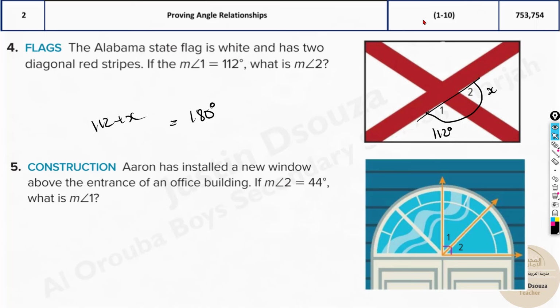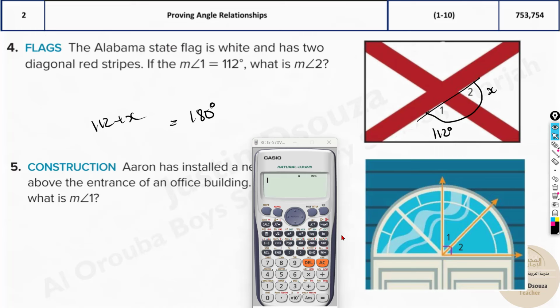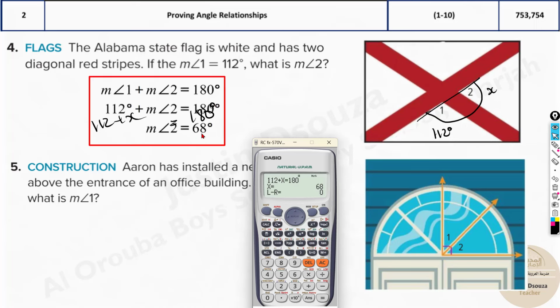I'll do both the ways. So first way is just typing this equation. 112 plus x. It must be equal to 180 because they are linear pair. So it's 180. You can't press equal to here. You'll get an error. You need to press shift and solve. And no, this is not the answer. Press equal to 68. You can see that's the answer.